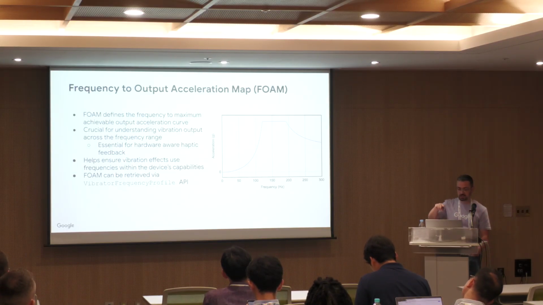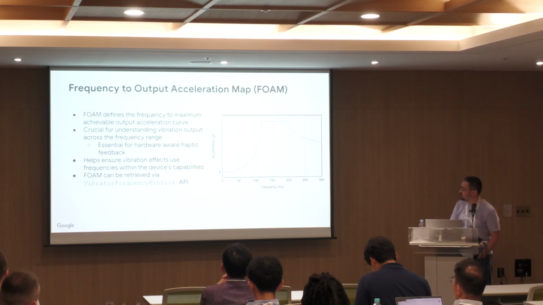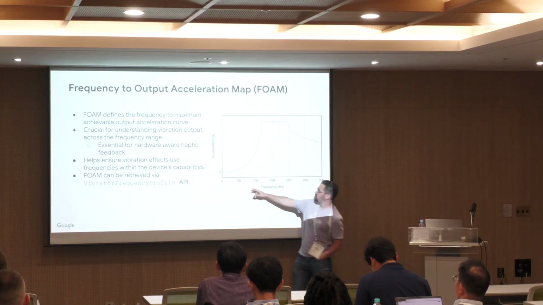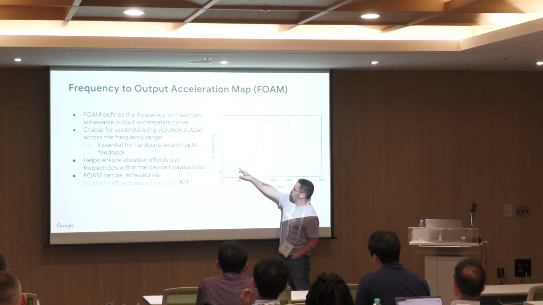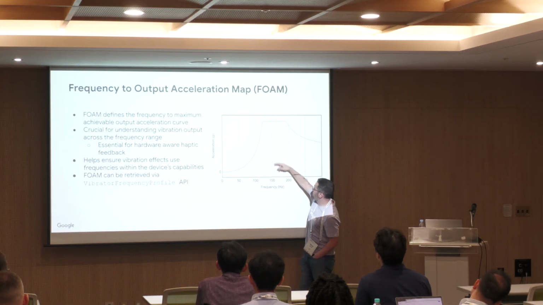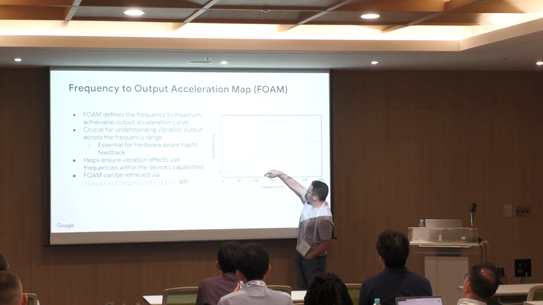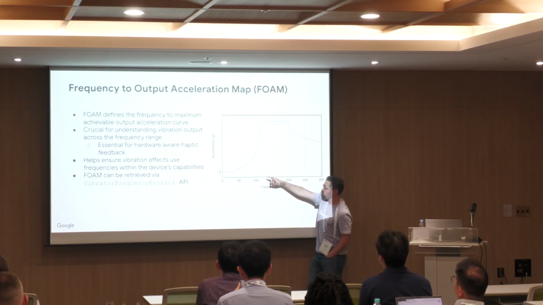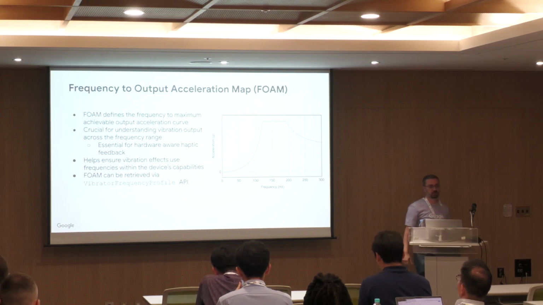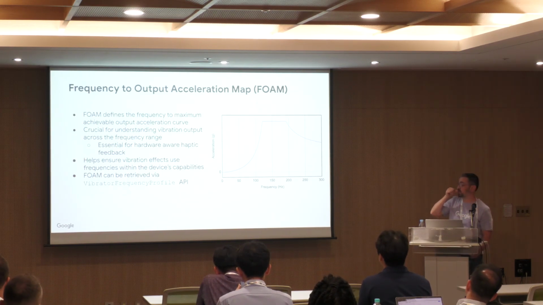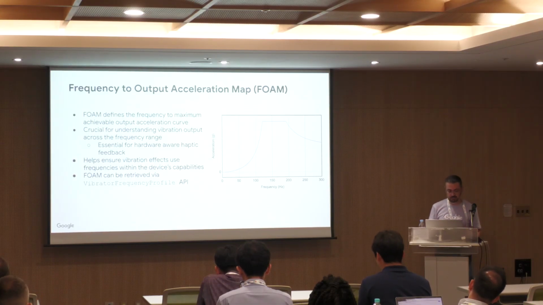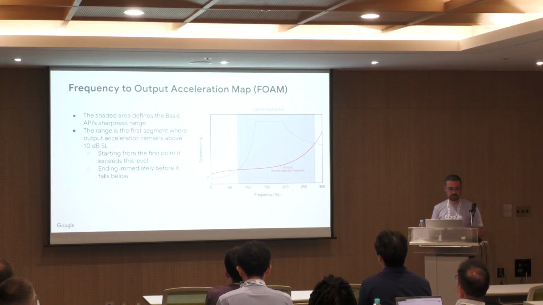So you can see here in this graph, for example, at 50 hertz, the maximum achievable is quite low compared to when you're closer to 120, 130, where it's quite high. So you need to make sure you have this in mind, and that your effect works within this range, and provides the perception or the feeling that you actually want in your vibration effect.